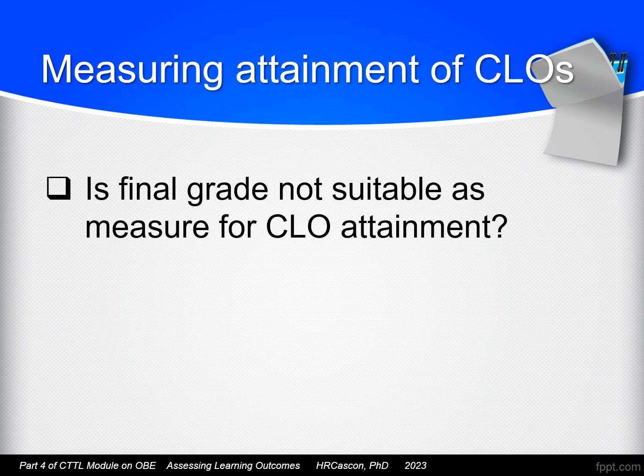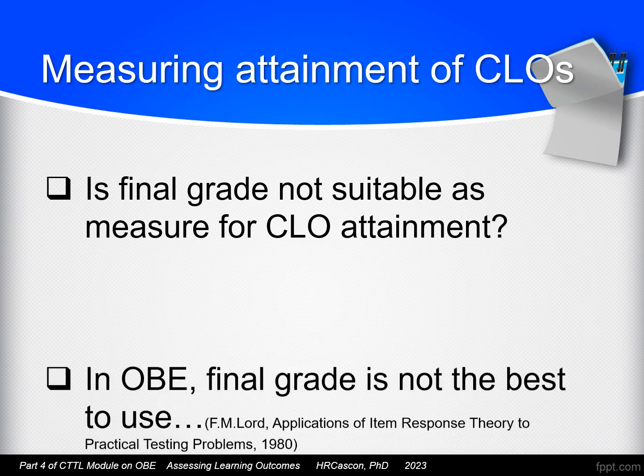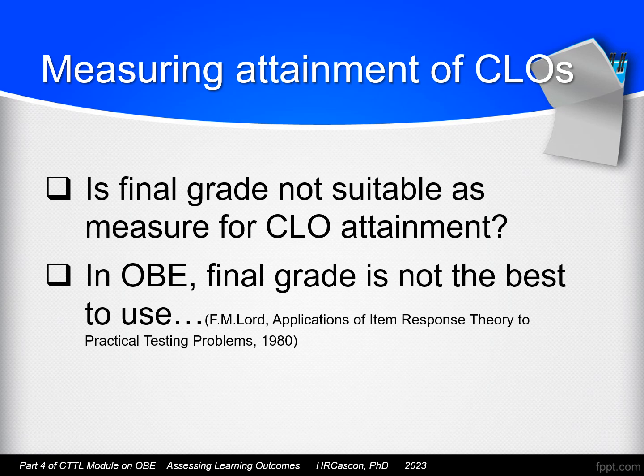Now, for the million-dollar question, is course final grade not enough as a measure of course learning outcome attainment? After all, it is all that we see in the transcript of records of our graduates. OBE agrees with the idea of Frederick M. Lord that it is not acceptable to determine a student's achievement of course learning outcomes on the basis of the final grade obtained in the course alone.